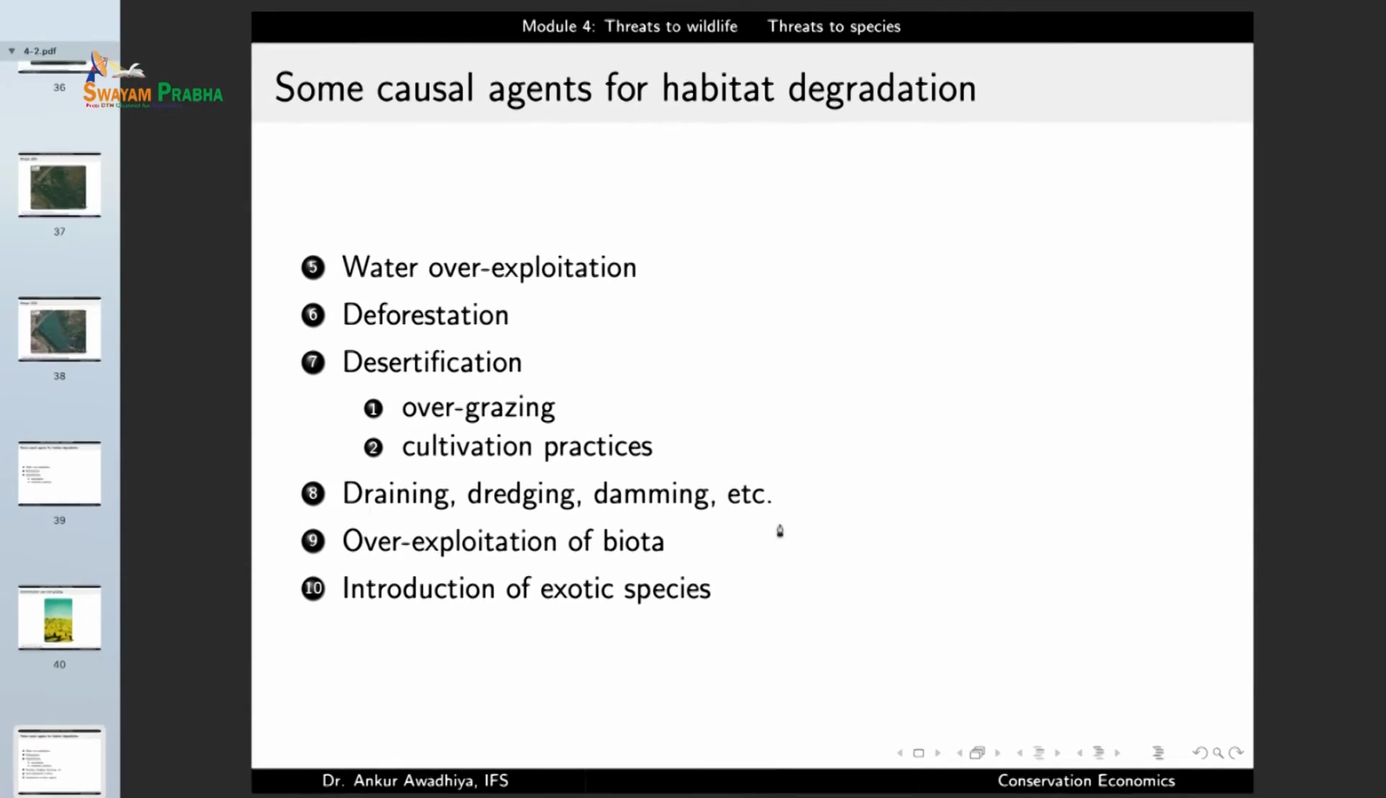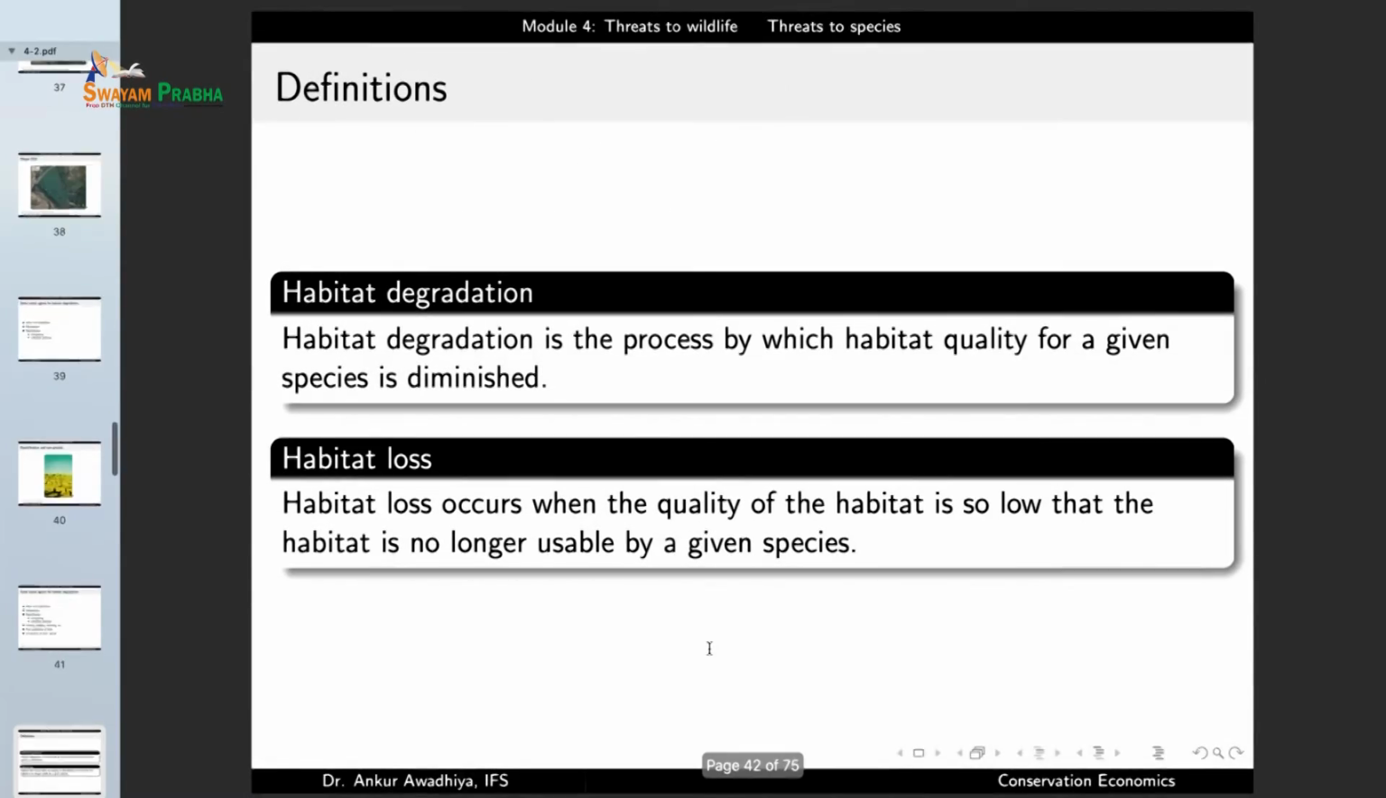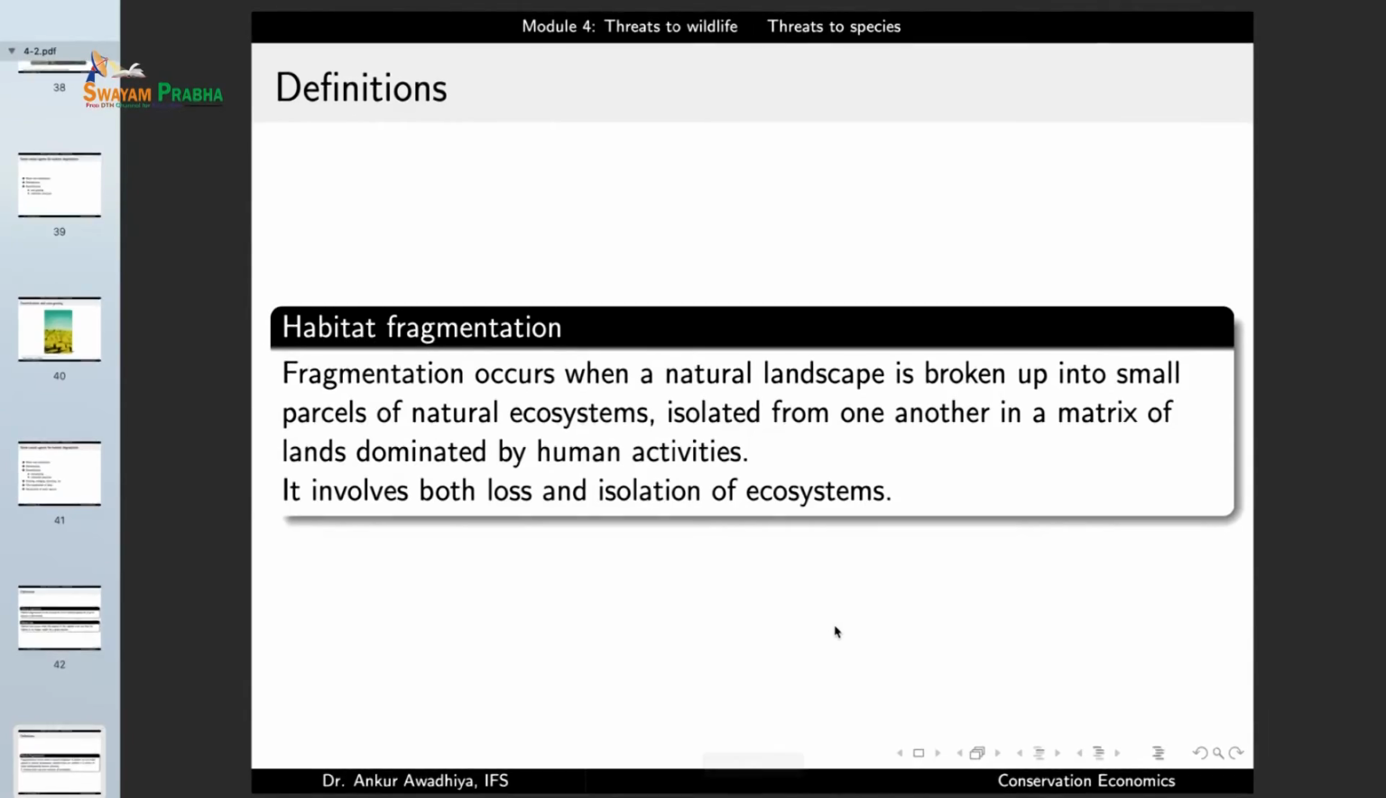Other causal agents include draining, dredging, and damming operations in water bodies, overexploitation of biota, in which case humans go into the forest areas and extract these biotic resources out of these areas, and introduction of exotic species. Now, when habitat degradation occurs to such a large extent that the habitat quality goes down to an extreme, then we call it habitat loss. Habitat loss occurs when the quality of the habitat is so low that the habitat is no longer usable by a given species. So, this is the extreme form of habitat degradation.